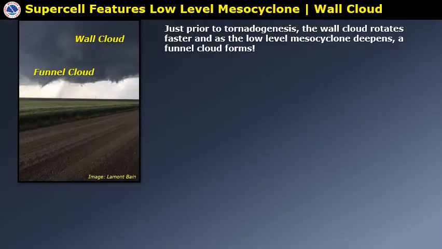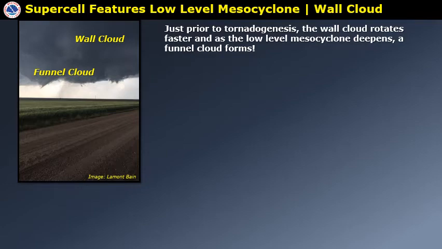Roughly 15 minutes later, we see that the wall cloud has persisted with a more defined funnel cloud. The persistent wall cloud coupled with the more defined funnel cloud indicates that the tornado potential has increased.